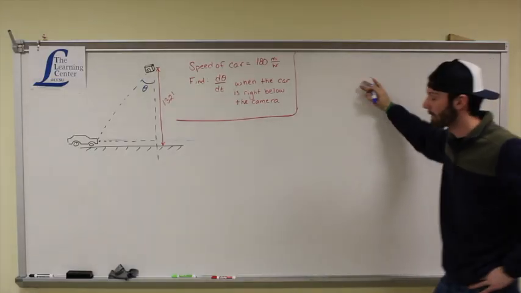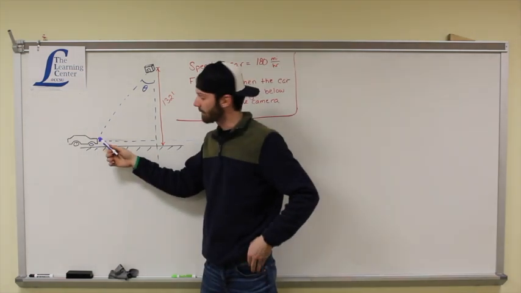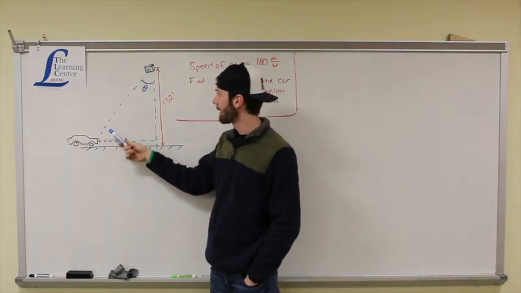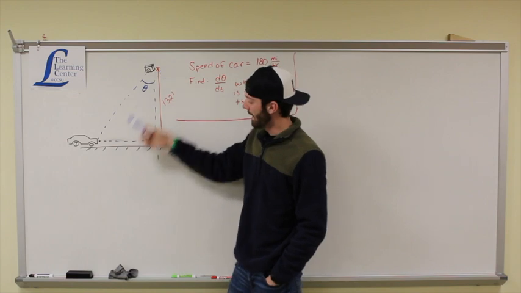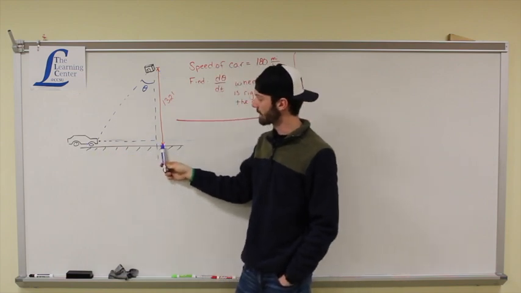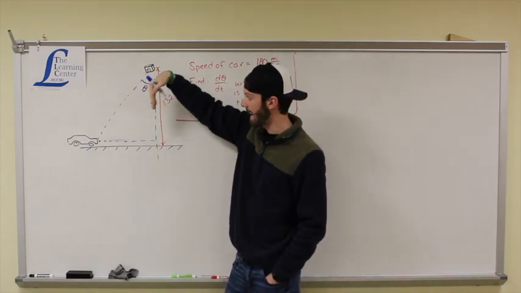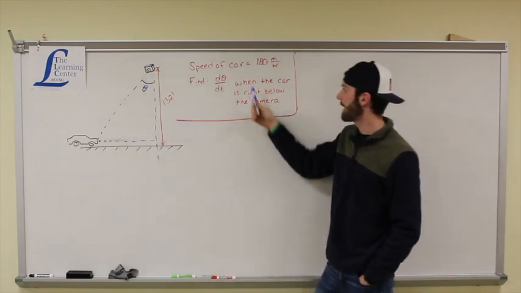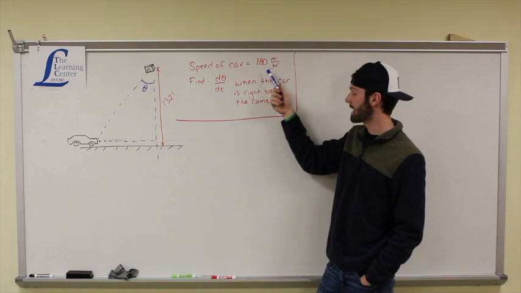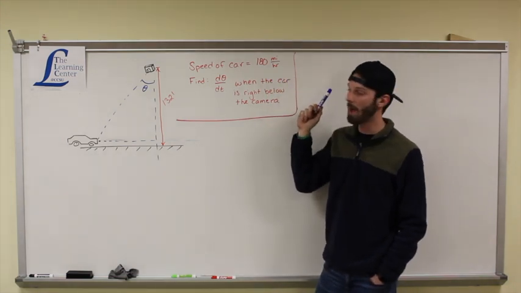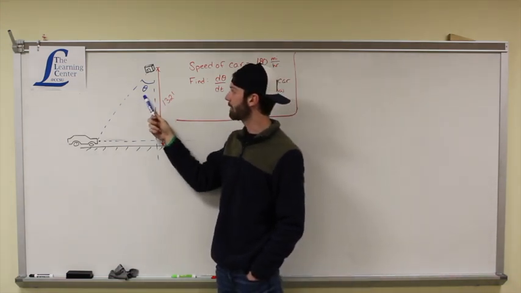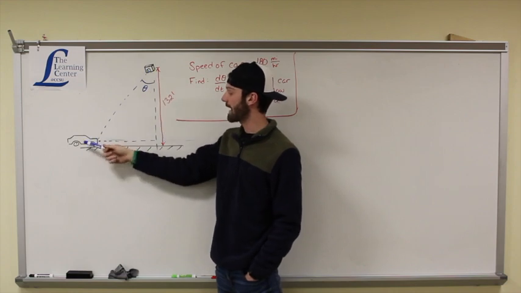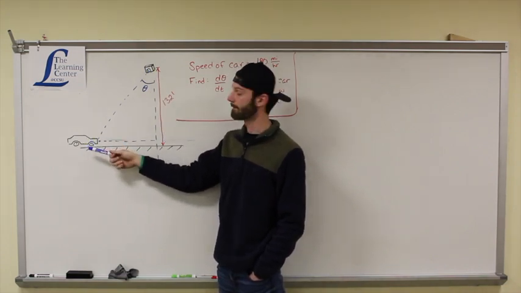In this problem, we have a car, a NASCAR or race car, and it's being tracked by this camera. As the car is traveling towards the finish line, the angle of the camera is going to swing to follow the car. If we're told that the speed of the car is 180 miles per hour, we want to find out how fast this angle is changing so the camera stays fixed on the car.